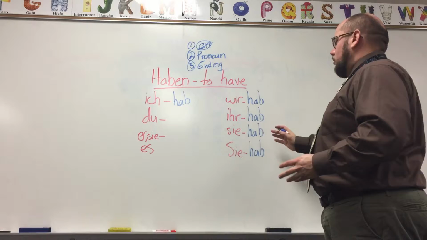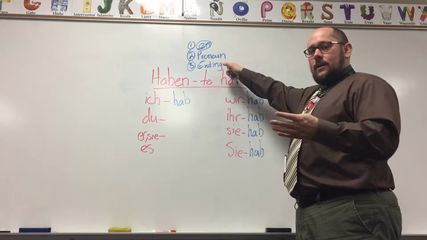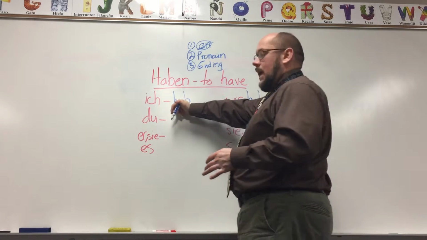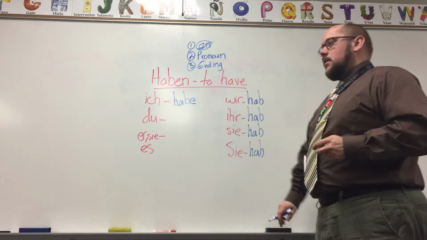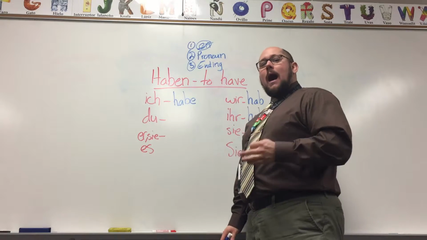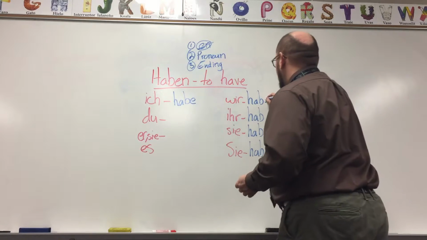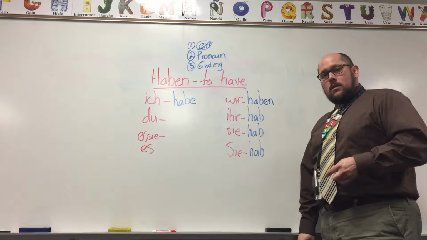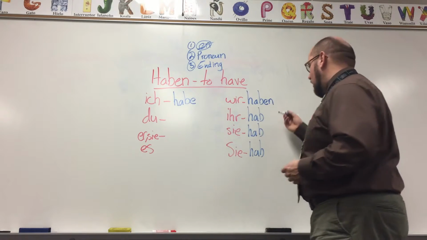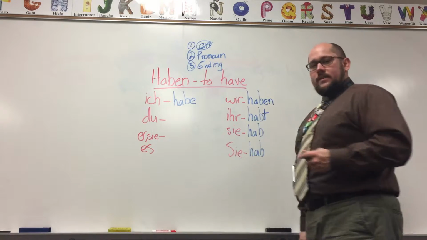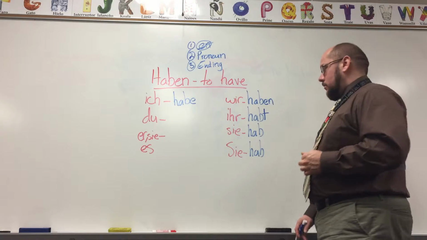Okay? So then all we have to do, like I said, we have our pronoun, it's right next to it. Now we just need to add the appropriate ending. So, ich, the ending that we add is an E. So we say ich habe, I have. Wir, the ending that we add, en, wir haben, we have. Ihr, the ending that we add, is a T. Ihr habt, you guys have.